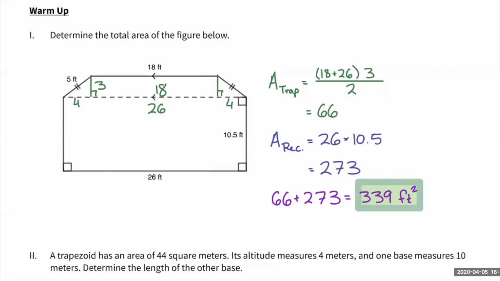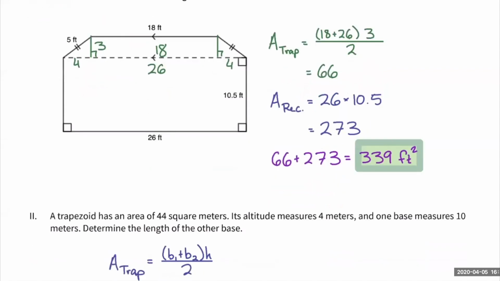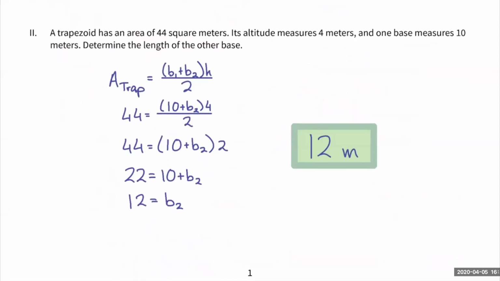All right, we're back with some answers. Let's check your work and see how you did. For problem number one, break up that shape into an isosceles trapezoid and a rectangle, find the areas of each, add them together, and you get 339 square feet. And for problem number two, it is just a matter of taking your area formula for trapezoids and plugging in all of the information that you were given, solving for the second base, which we find to be 12 meters.